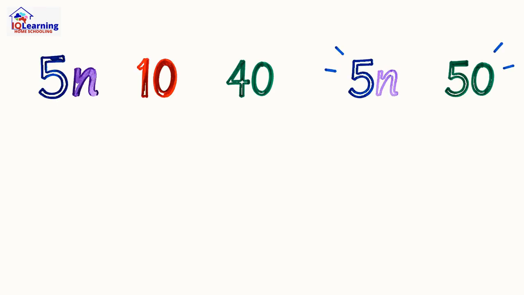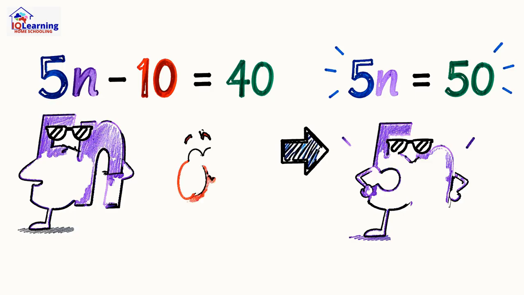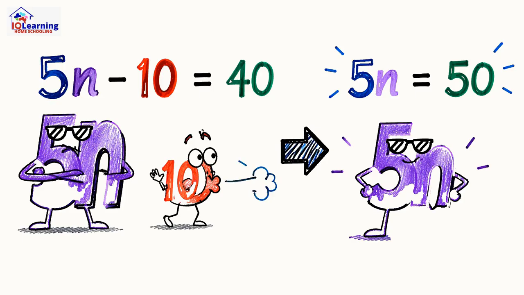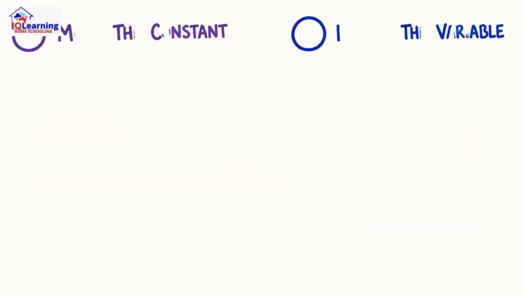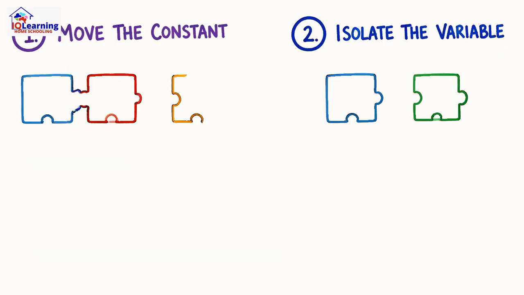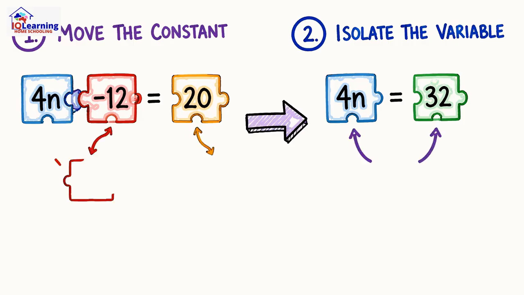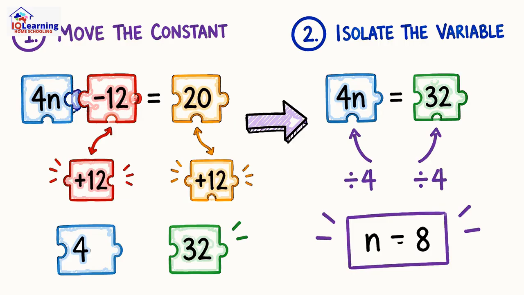This logic holds true every time. If you have 5n minus 10 equals 40, you deal with the minus 10 first by adding 10 to both sides. If you see a fraction like k over 2 minus 3 equals 7, you still deal with the minus 3 first. Move the constant, then isolate the variable. Even with brackets, like 4 times (n minus 3) equals 20, it's usually safest to expand them first to get 4n minus 12 equals 20, turning it back into a familiar puzzle.